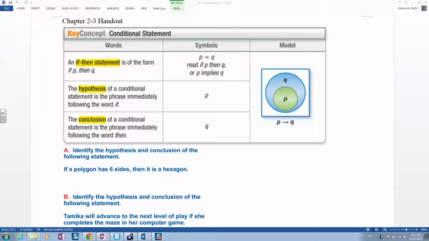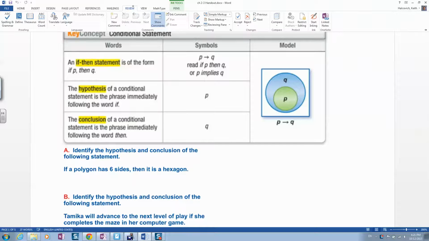Welcome to tonight's video on section 2-3, talking about conditional statements. The first conditional statement that we will talk about is what's called an if-then statement.